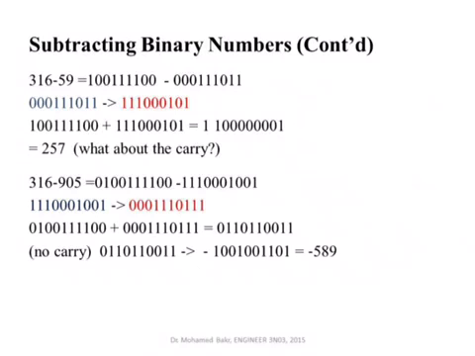So I'm showing you here an example. I would like to subtract 316 minus 59. 316, you can verify, is given by this number here. 59 is given by this number here. And both of them are using 9 bits.